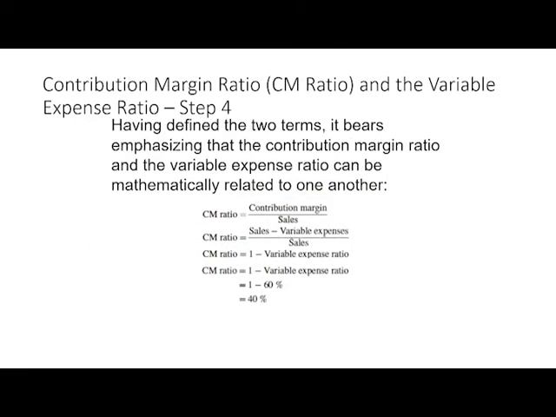And another approach, here, contribution margin ratio and the variable expense ratio. Here is another formula. CM ratio equals contribution margin over sales, which is sales minus the variable expense divided by the sales, and you simplify this formula and we get 40% for the CM ratio.